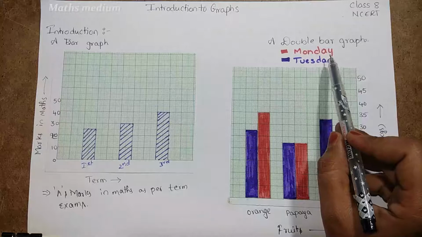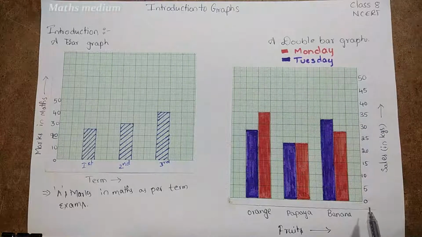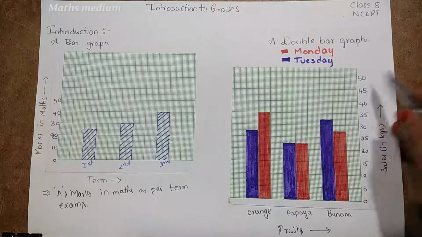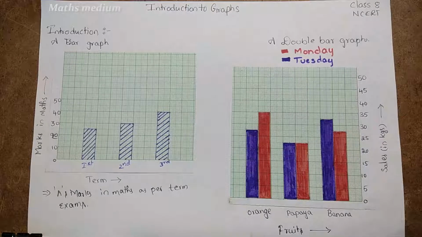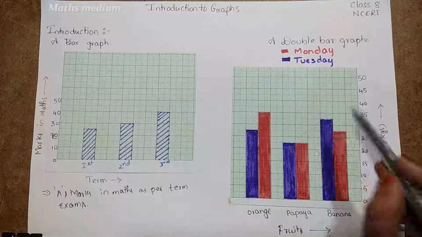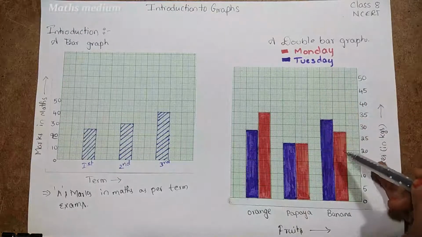Red shows Monday and blue shows Tuesday. So here from 0, 5, 10, 15, 20 up to 50 are the sales in kgs. And here we have fruits: banana, papaya and orange. So these are the three fruits we took for Monday and Tuesday. Here purple shows Tuesday and red shows Monday.